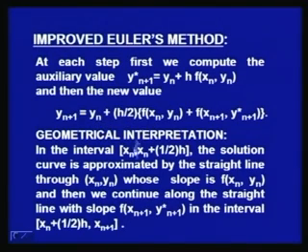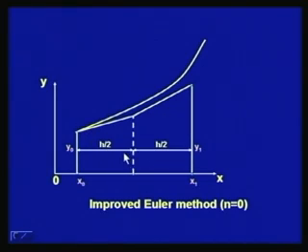So, that is the value which we get by taking the straight line through x n, y n whose slope is f x n, y n in the interval x n to x n plus half h. At x n plus half h, the value of y from this straight line will come out to be y n plus h by 2 f x n, y n, and then we continue along the straight line whose slope is f x n plus 1, y n plus 1 star in the interval x n plus half h to x n plus 1, and that will give us the value of y n plus 1. Let us see this figure for n equal to 0.